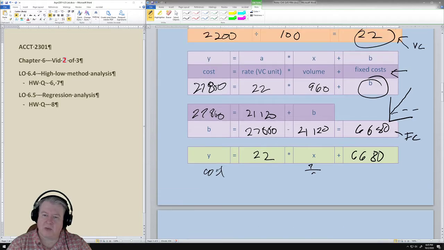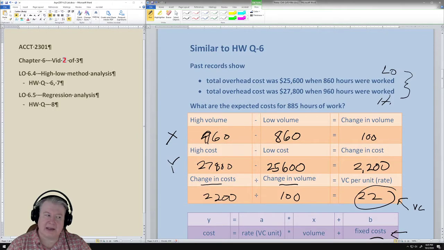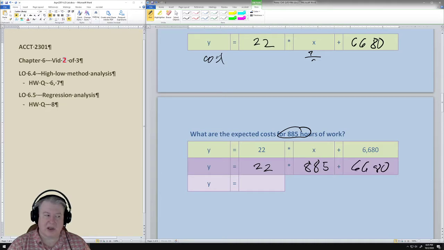Okay, that's right. So I'm looking at the wrong numbers, but 960, because I was thinking about my original one. So the volumes here were 860 and 960, and they said, well, how about somewhere in the middle, 885? Well, you could guesstimate, but now you have this equation. So you would just solve it by plugging in: if you want to know the new cost, it's 22 times, well, it's this 885, that's the volume, plus 6680. You would solve that out, and you would tell your boss that your estimated expected costs would be this.